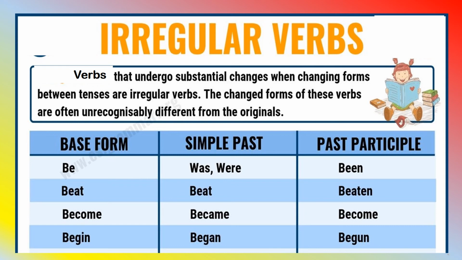Be, was, were, been; beat, beat, beaten; become, became, become; begin, began, begun. So these words are not following any particular rule or any particular pattern. That's why these are called irregular verbs. So the only option is we need to learn the forms of these verbs.